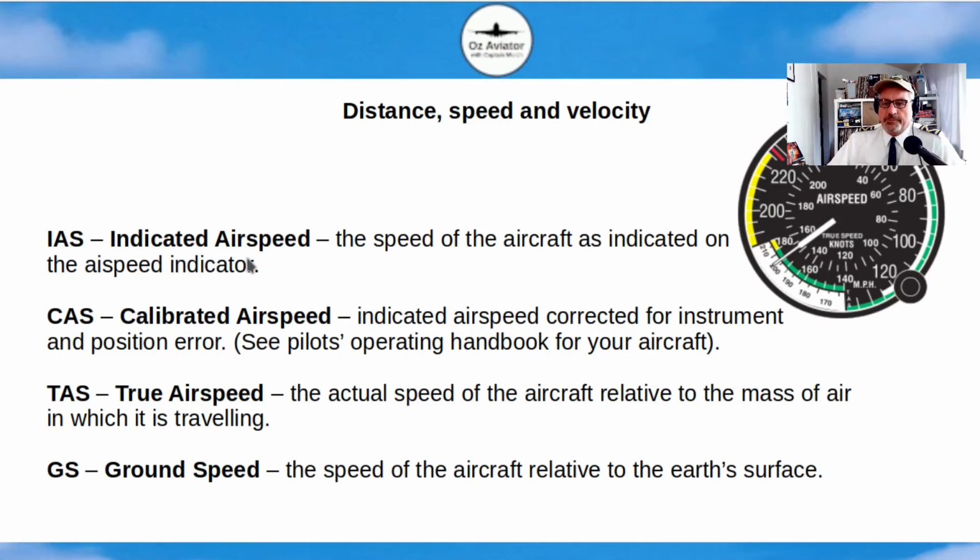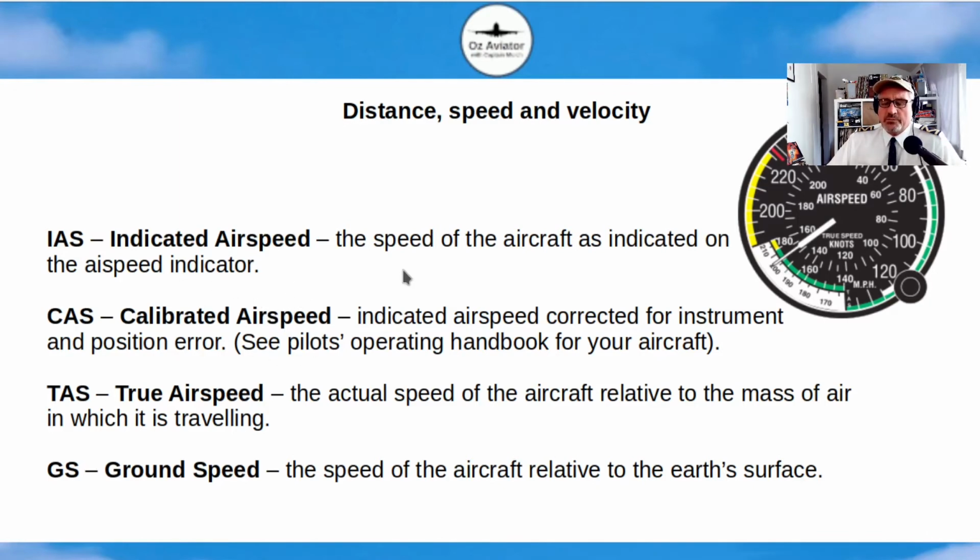Indicated airspeed. Now, indicated airspeed, it's the speed of the aircraft as indicated on your airspeed indicator. Now, this airspeed indicator has both miles per hour and knots on it. A lot of the American aircraft have both of those on it. We're only interested in knots in Australia. So if your airspeed indicator is pointing at 80, you're doing 80 knots indicated.